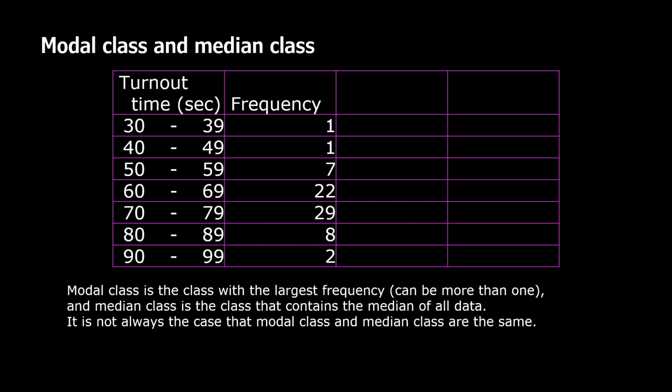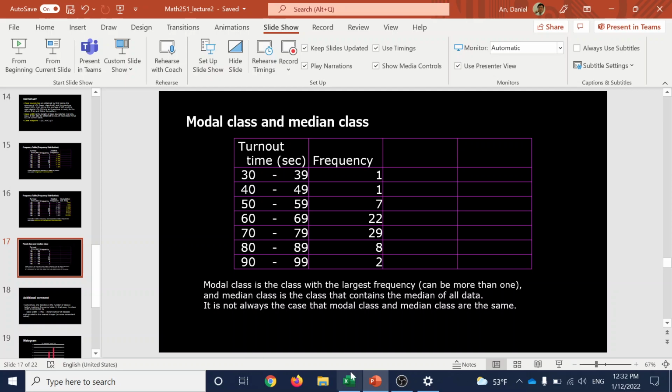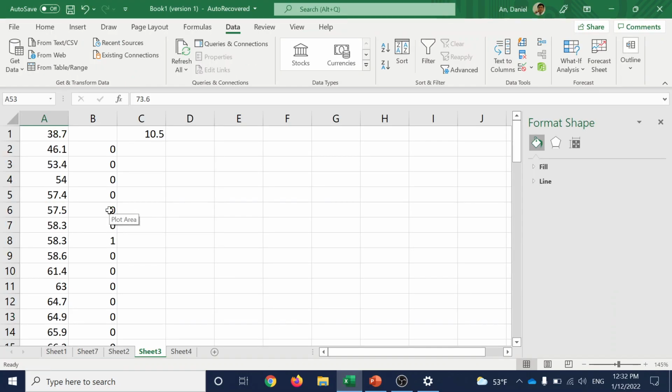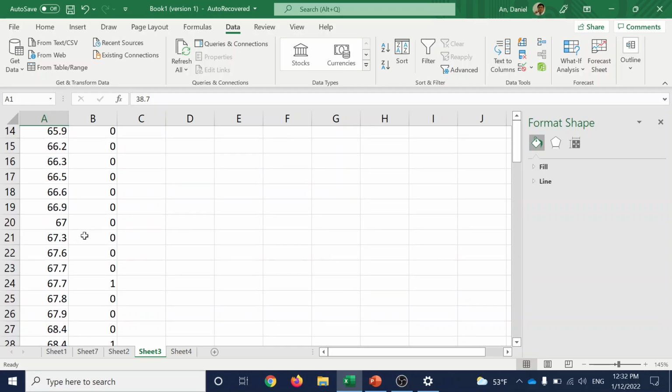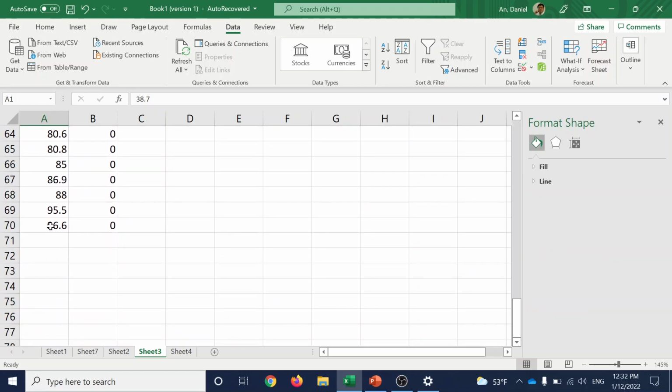What should we do? Well, in that case, we should go to the raw data and look at the least and the maximum. The least value is 38.7. The maximum value is 96.6. So you do 96.6 minus 38.7. You subtract the two and divide by 5. And you get 11.58. Then you round to the nearest number, so 12 will be the class width that you're aiming for.